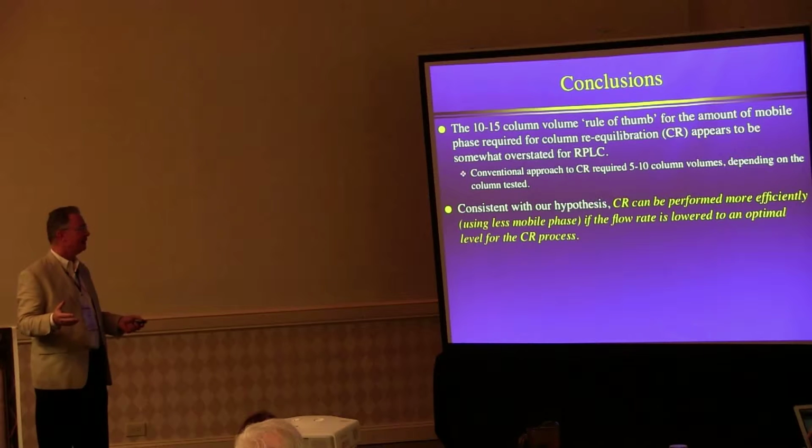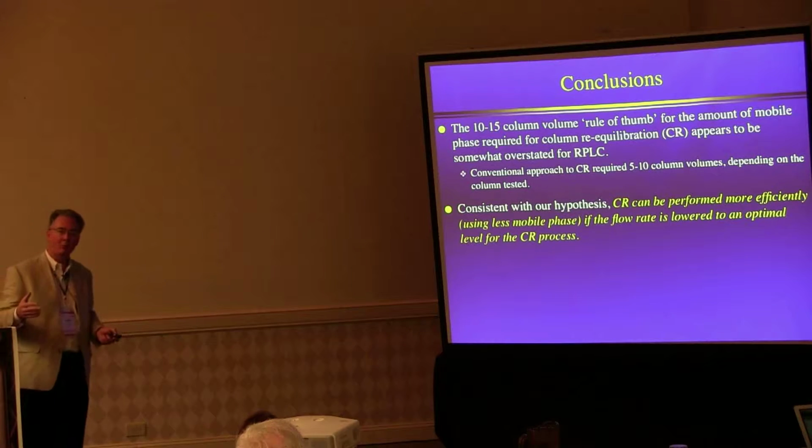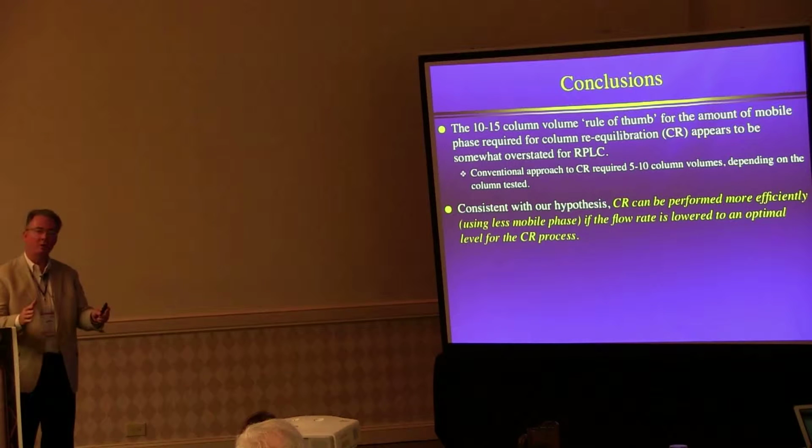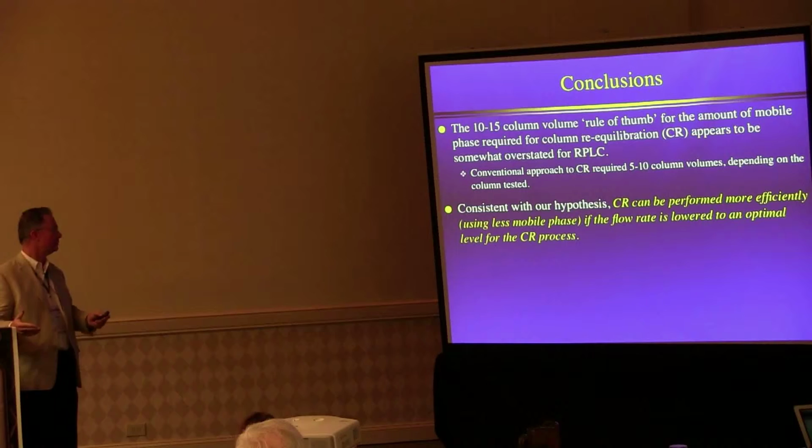We did find with the columns we studied, and I didn't show you all the preliminary results, that column re-equilibration can be performed more efficiently if we go to a slower flow rate only during the re-equilibration process. So you're not going to slow down your analysis time all that much.